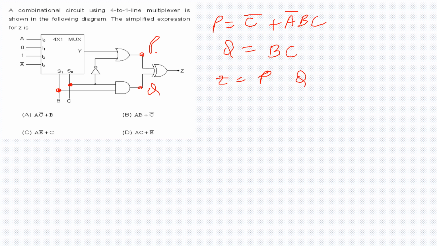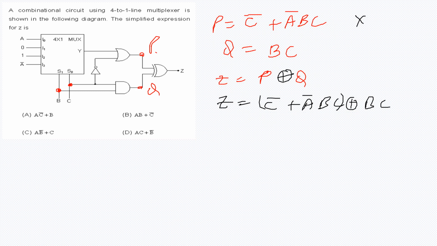So let me draw it again here. This is the sign of XOR. Now, how to find the XOR of these two quantities? C bar plus A bar B C, and this is XOR with B C. So there can be many ways of doing it. You can simply expand this expression and do that. But there is a simpler way.